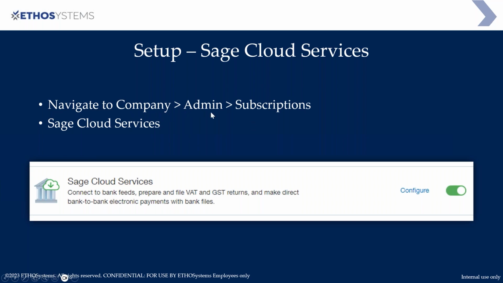So again, go into company admin, subscriptions, and turn on Sage Cloud Services. By the way, this one does take a little bit of time. You'll get an email saying you've been activated, but it's not immediate. It does take a couple minutes. I've seen it take an hour, so just FYI.